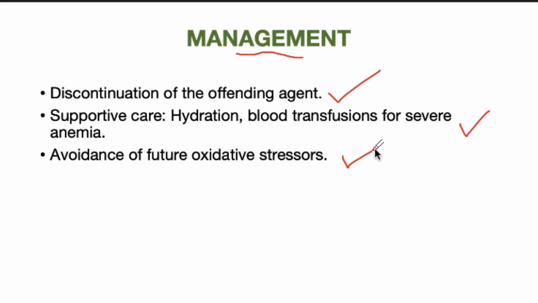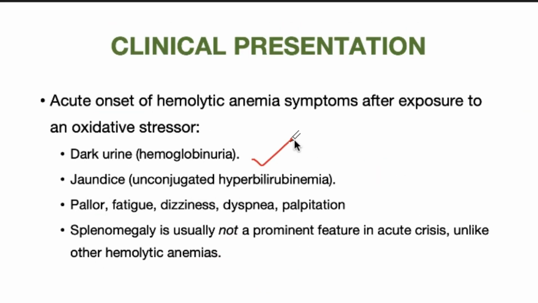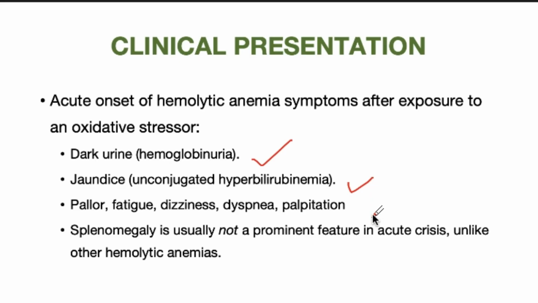Acute onset of hemolytic anemia symptoms after exposure to an oxidative stressor includes: dark urine or hemoglobinuria. The patient may be jaundiced. Patient may come in with pallor, fatigue, feeling dizzy, dyspnea, or palpitation, which is a feel of the heart beating fast. Splenomegaly is usually not a prominent feature in acute crisis, unlike other hemolytic anemias.